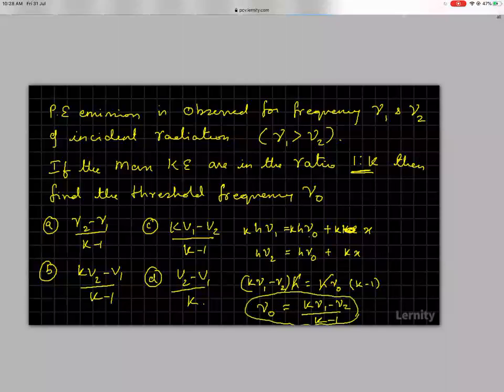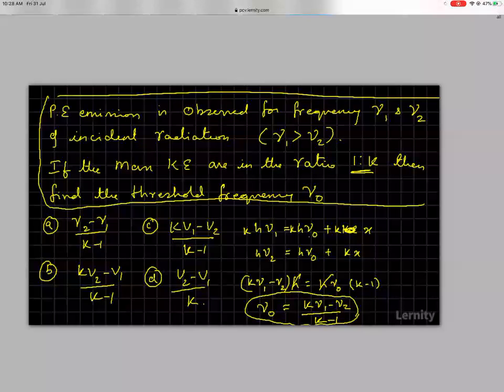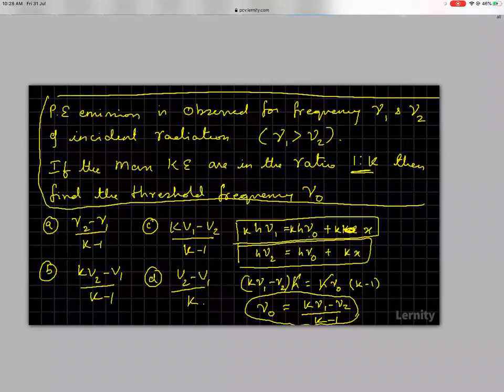A lot of questions come from this kind of logic. Very, very important to understand this. What did I do? I wrote the conservation of energy equation first, then for the second, and then I tried to solve for nu naught simultaneously. So I multiplied the first equation with k, subtracted them, got rid of x, and then got the value for nu naught.